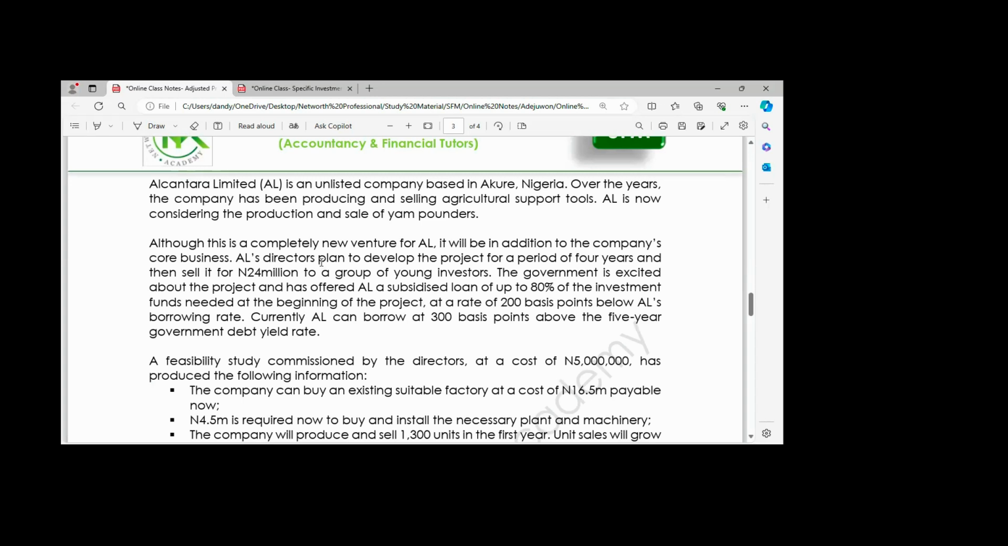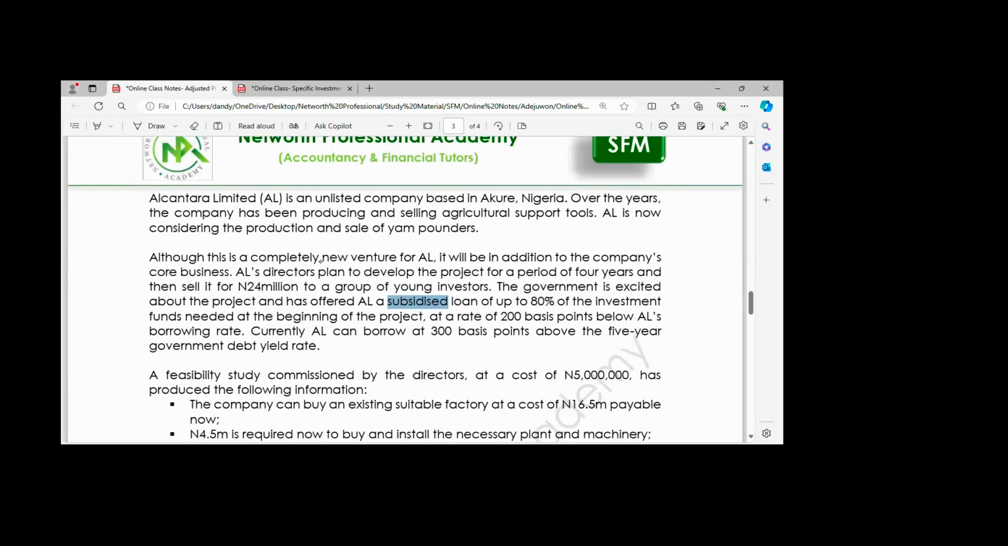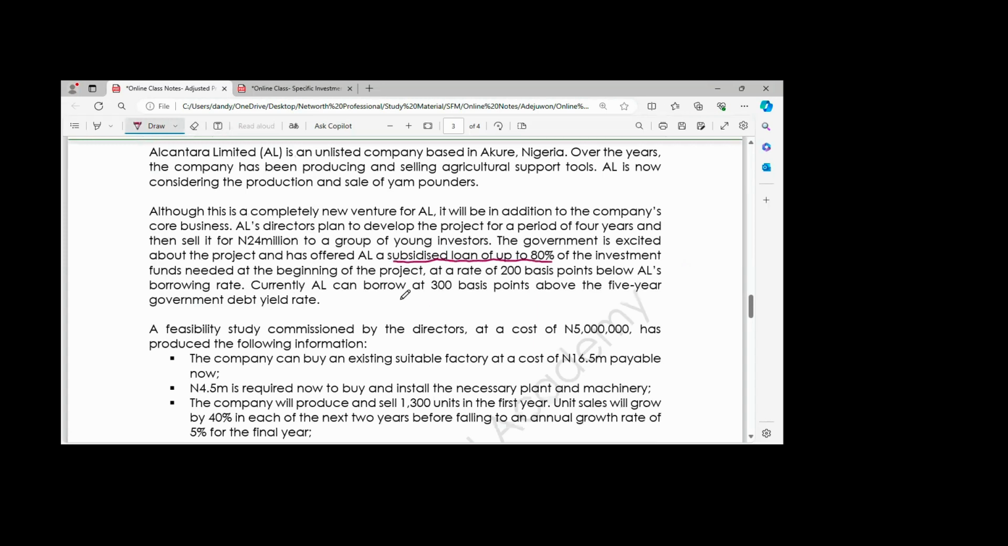So I've seen subsidized loan here. I'll underline that so that when I want to calculate PV of net subsidy, I will know where to go. Currently, AHEL can borrow at 300 basis points above the 5-year government debt yield rates. Okay. So this is where I'm going to see information on cost of borrowing, normal borrowing rates.